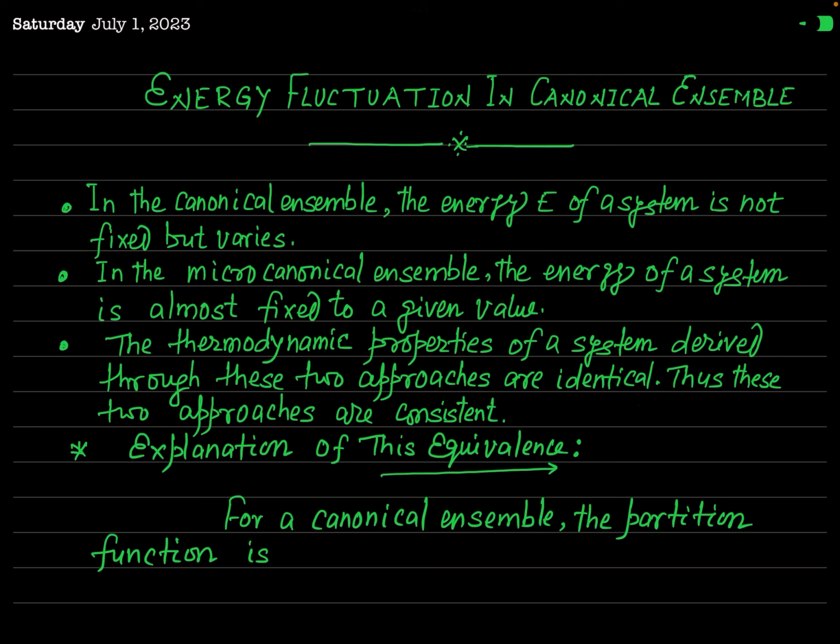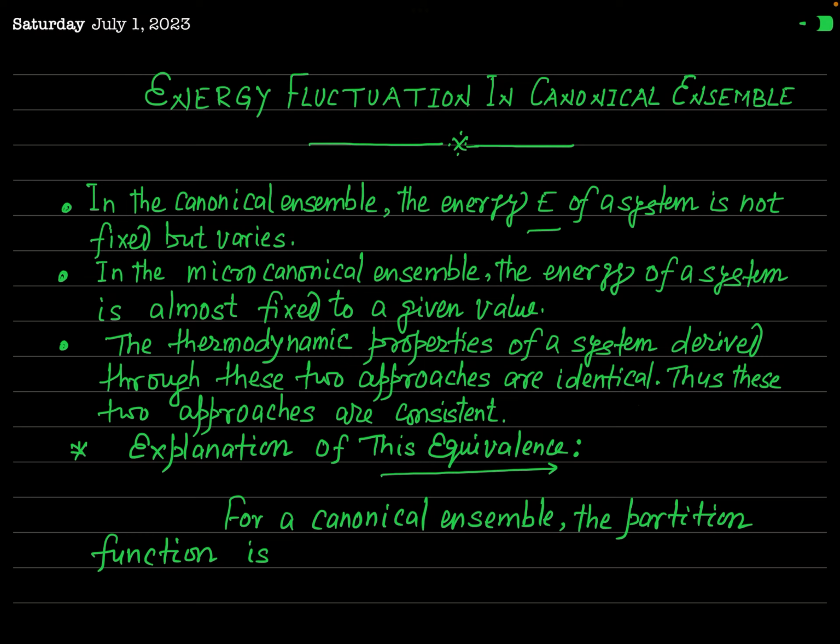Okay, all these facts I have mentioned here for your convenience. You know that in the canonical ensemble the energy E of a system is not fixed but it varies. On the other hand, you have learned that the energy of a system in microcanonical ensemble is almost fixed to a particular value. But the thermodynamic properties of a system derived through these two approaches are identical, and so you can say that these two approaches are consistent. To explain the reason for this equivalence, we will consider here the calculation of energy fluctuation in canonical ensemble.